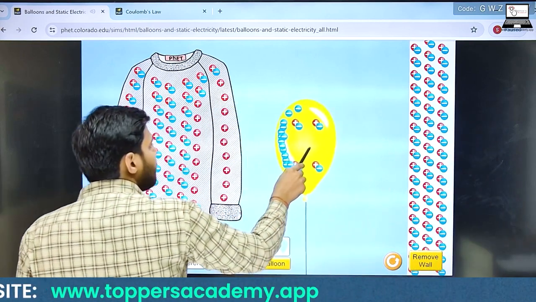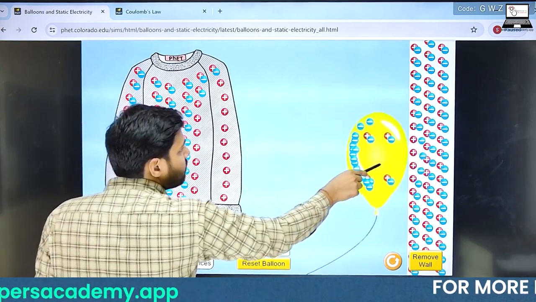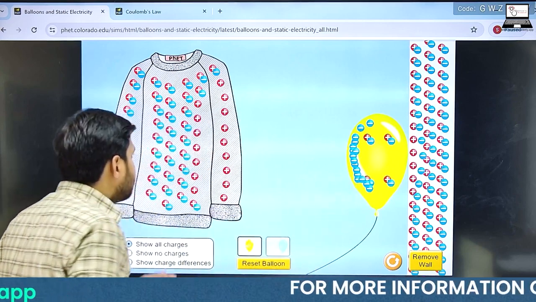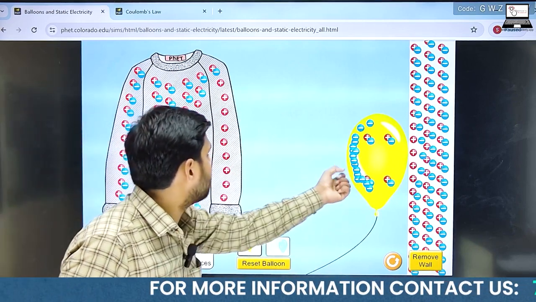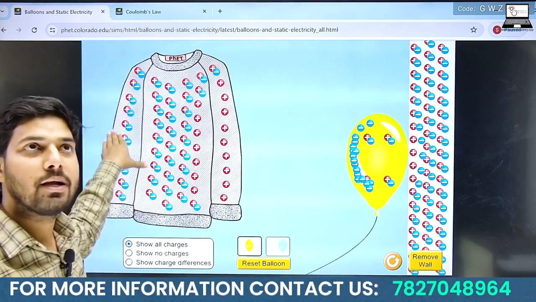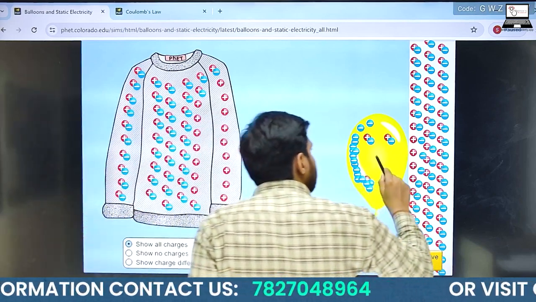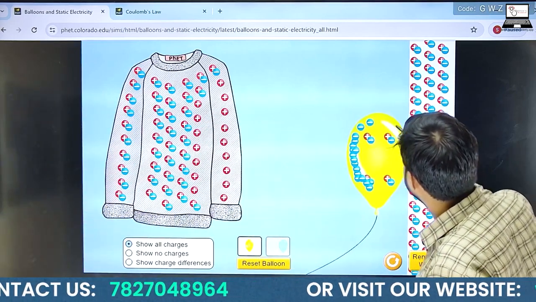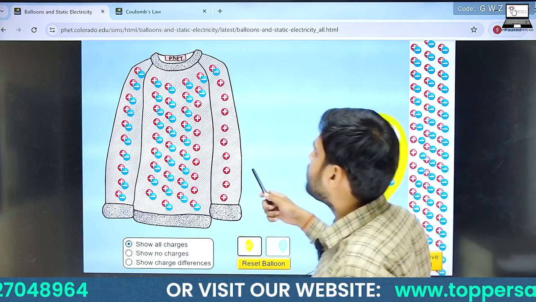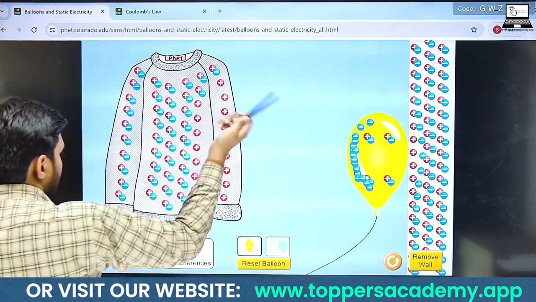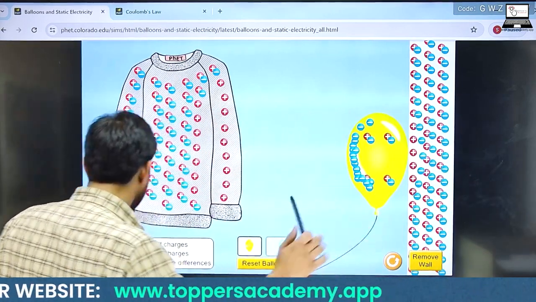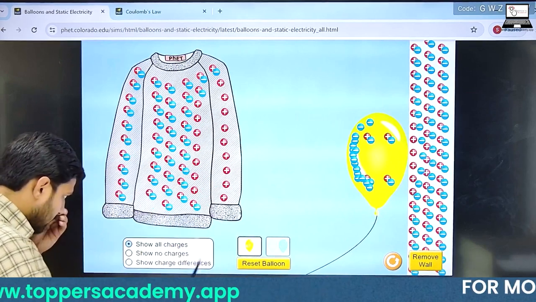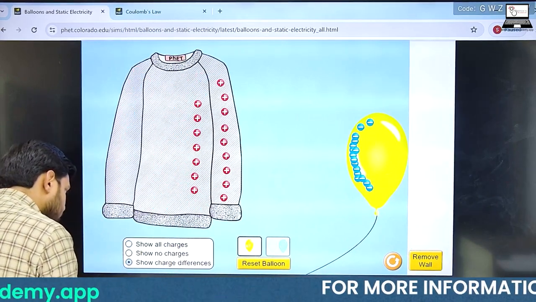The thing that is happening here is this balloon is just taking the negative charge from the sweater, so the balloon has now been negatively charged, and the sweater has been positively charged. Sir, how can you say negatively charged, positively charged? Let me show you. Show all charges, show charge difference.